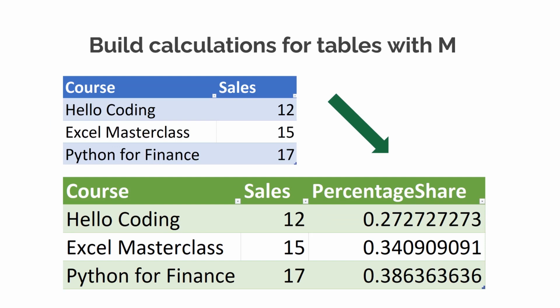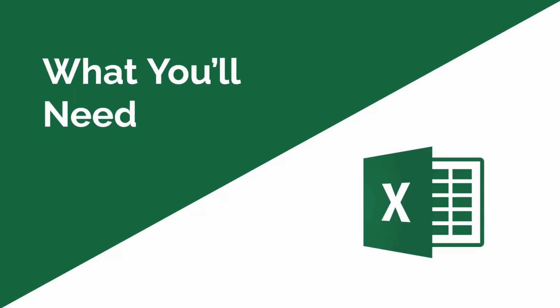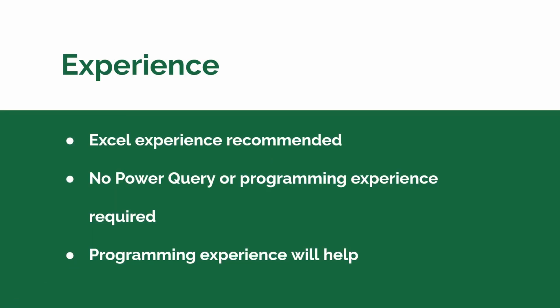Then we'll learn how to build calculations for tables with M, such as building address labels, calculating a percentage of total, calculating sales rank, and counting the number of distinct rows. Finally, we're going to learn how to fetch data from the web with M. This includes querying tables that are hosted on the web, searching for links on the web, and checking if a web page exists.